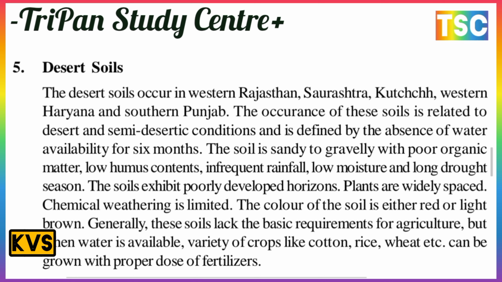The occurrence of this soil is related to desert and semi-desert conditions, and is defined by the absence of water availability for six months. The soil is sandy to gravelly with poor organic matter and low humus content. There is infrequent rainfall, low moisture and a long drought season. The soil exhibits poorly developed horizons and plants are widely spaced. Chemical weathering is limited. The color of the soil is either red or light brown.